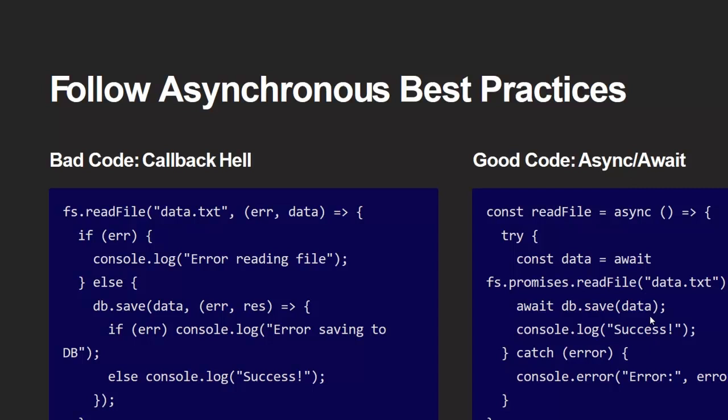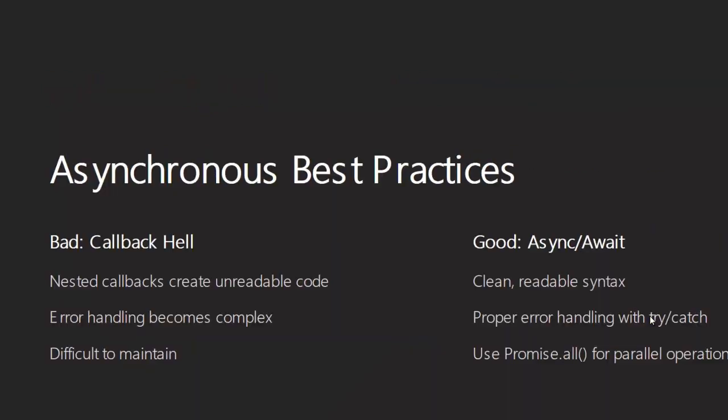So what will happen, guys, this keeps your code clean and readable, we can read it easily, and avoids nested callbacks. I hope you got what is the bad code and what is the good code. Next, asynchronous best practices. As I told you, the bad one is callback hell, guys. Nested callbacks create unreadable code, error handling becomes complex, and it is difficult to maintain. So if you use callbacks, then this will be the problem.